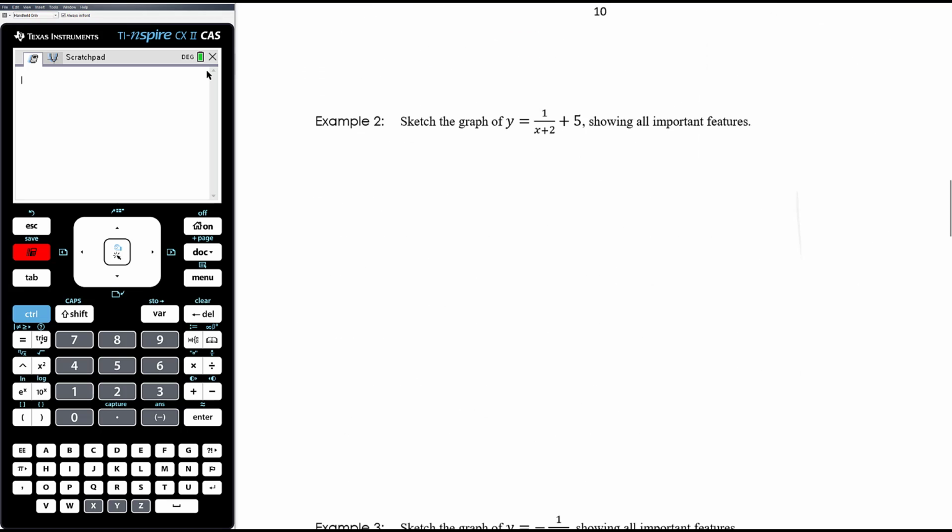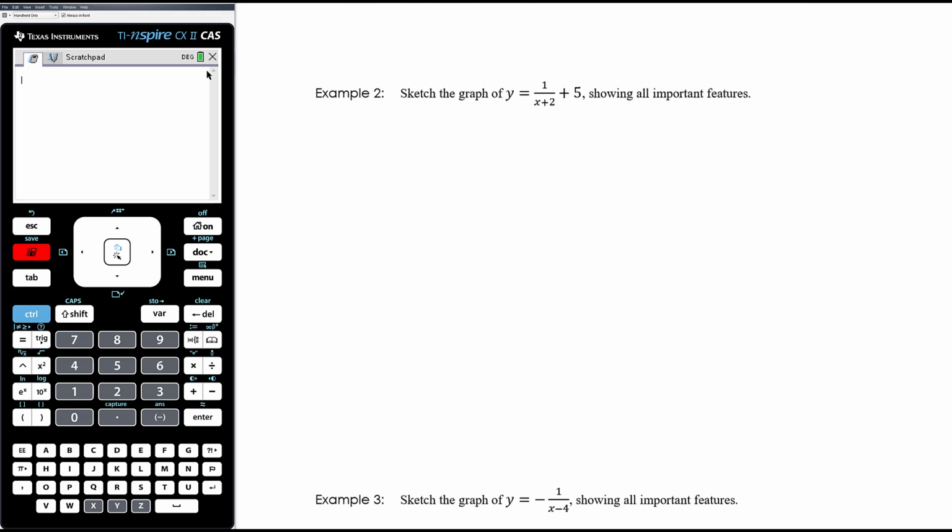Okay, let's have a look at example 2. Sketch the graph of y equals 1 on x plus 2 plus 5. Okay, so we've got this plus 2 in here and this plus 5 out here. So the plus 2 is going to be a translation to the left when we're adding by 2 units, okay? And then the second value there, the plus 5, which I've highlighted in blue, is going to be a translation up by 5 units, okay?